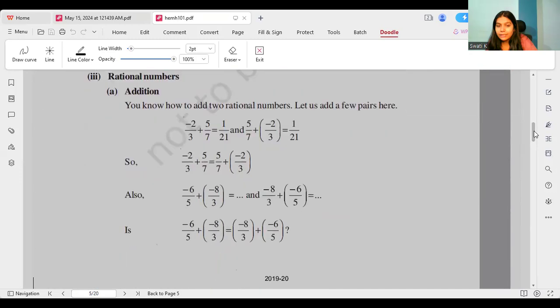Okay, I'll just read it. So you know how to add two rational numbers. They are expecting that you already know how to add the rational numbers. Or I can also use here the concept of fraction, the concept of like and unlike fractions. If you're aware of it, well done. If you're not, as I said, let me know in the comment section. So if you add this, you are getting here 1 by 21, as you can notice. And if you swapped it, so 5 by 7 first and then 2 by 3, then also you're getting the same answer. So that is why it is commutative. If you take more examples, you will see that it will be commutative only.